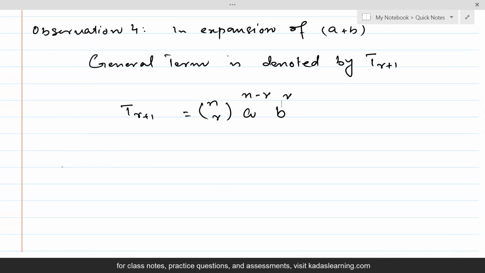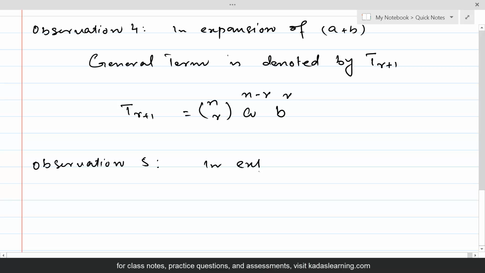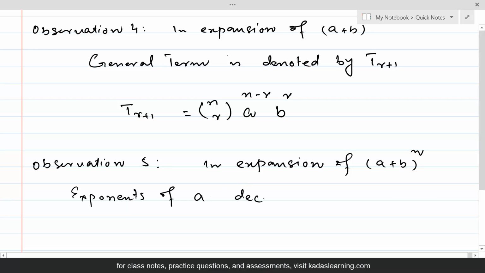And a minor observation, observation 5, is that in the expansion of (a plus b) power n, exponents of a decrease from the index to 0.